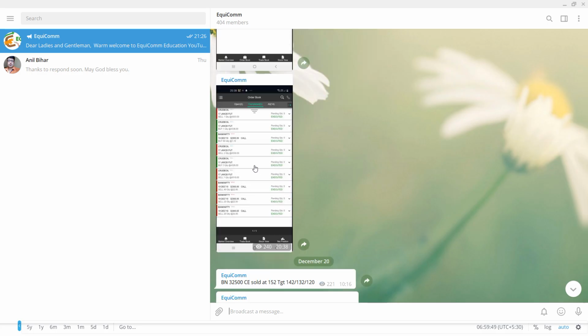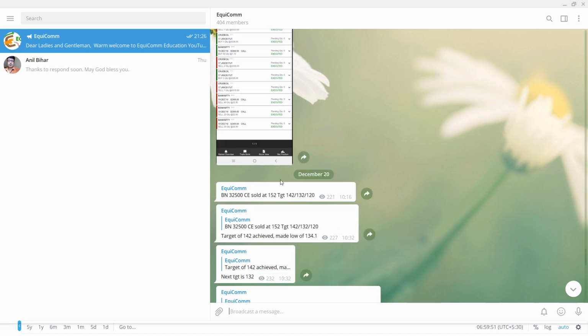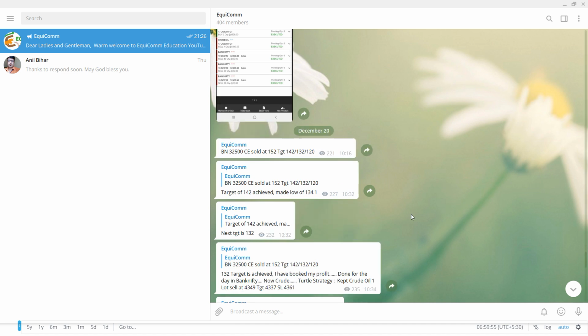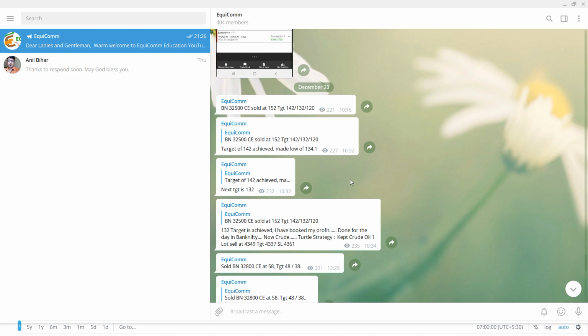So these are my live trades, friends. I am showing you in Equicom Telegram channel, right? You will be able to see Bank Nifty I trade. I do option writings, right? Target is achieved. You can see here live. The next target is 132. I sold something at 152. Target were 142, 132, right? And then see 132 target is achieved, and I'm writing also, I have booked my profit done for the day in Bank Nifty. See what I have written now.